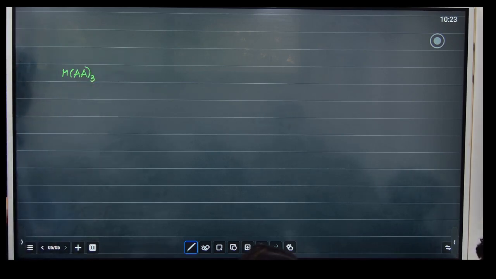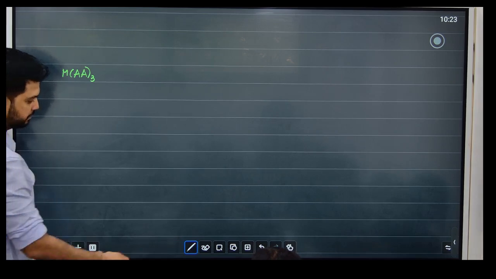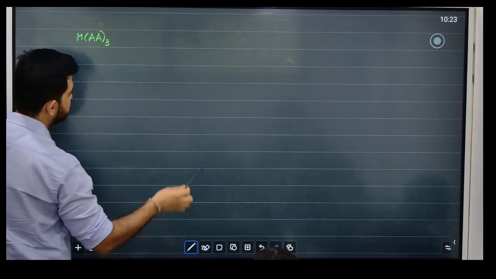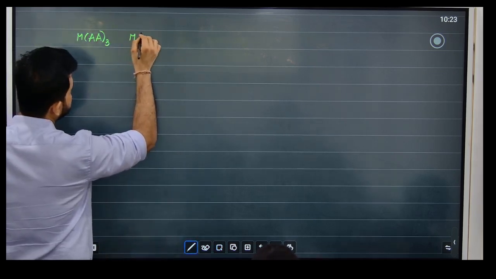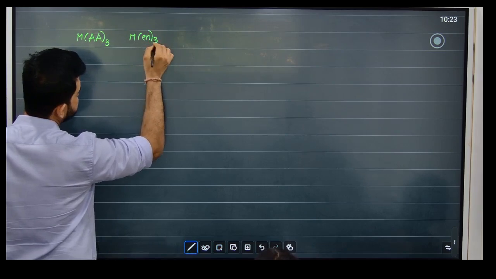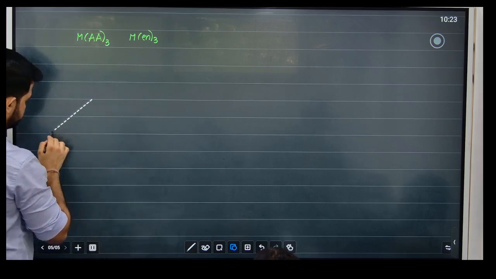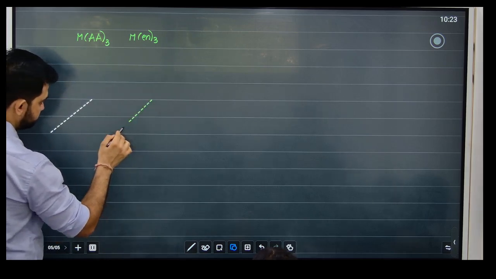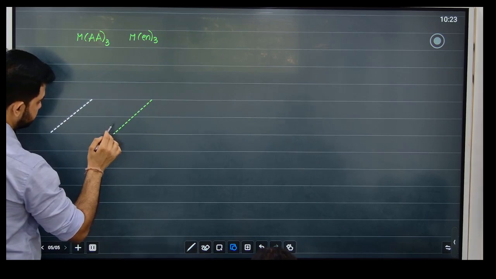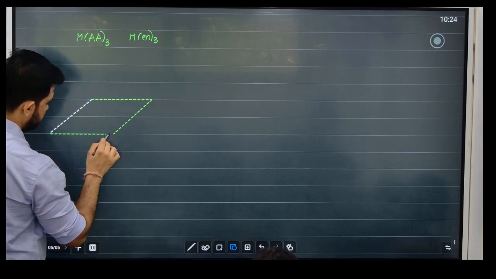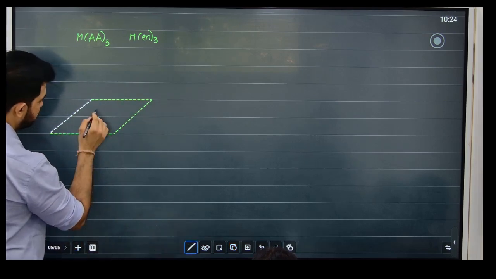AA3. What does AA here represent? It's a symmetrical bidentate. ठीक है? So example लेके भी करते हैं, normal structure भी बनाते हैं. Let's say we take the example as MEN thrice. EN stands for ethylene diamine.